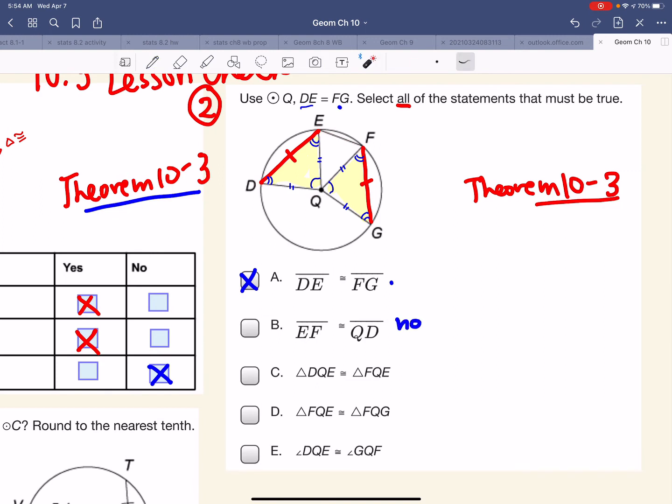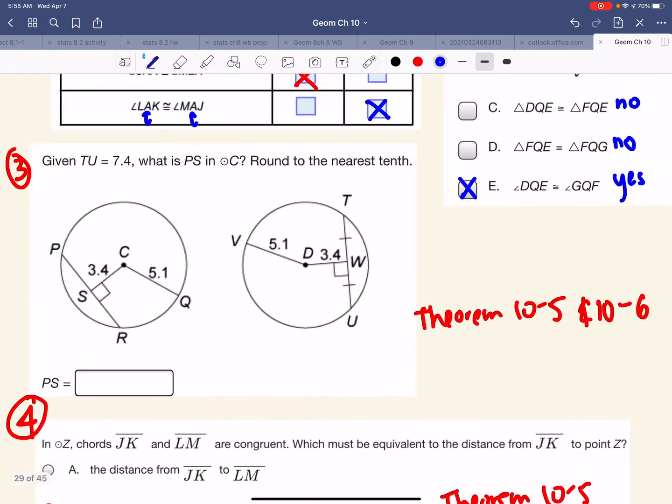What about triangle DQE being congruent to FQE? So those are different triangles. That looks like this angle is actually different. They have two sides that are the same, but definitely different angles. Say no. Triangle FQE, so our little triangle, is that congruent to this triangle on the right? So again, no for the same reason. And our last one is angle DQE, congruent to GQF. Yes, we put one arc mark on that, and so we're going to say yes. Nice.